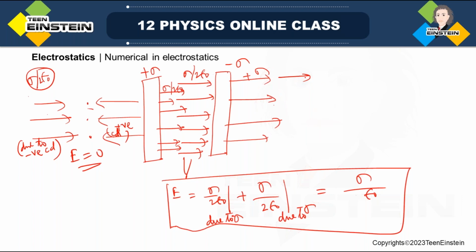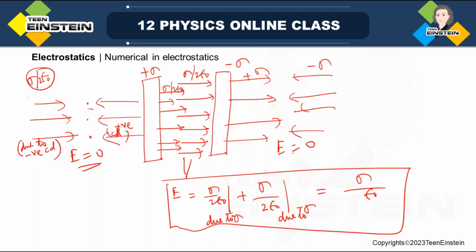Okay, and for negative charges the field lines will be on this side due to negative charges. Okay, due to negative charges it will be in this direction, and these are due to positive charges. Okay, so they will add to again 0.